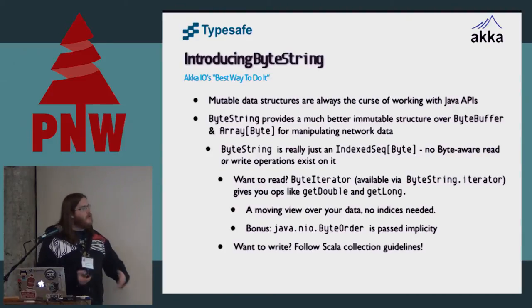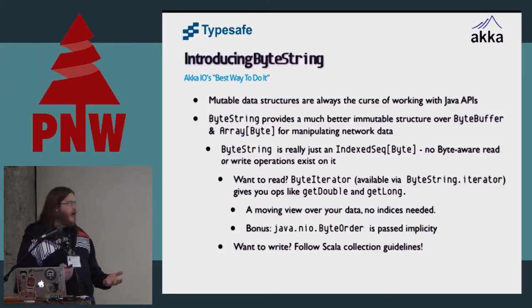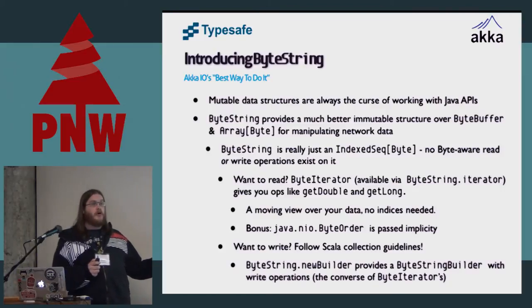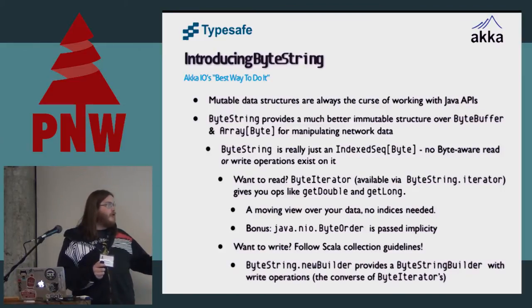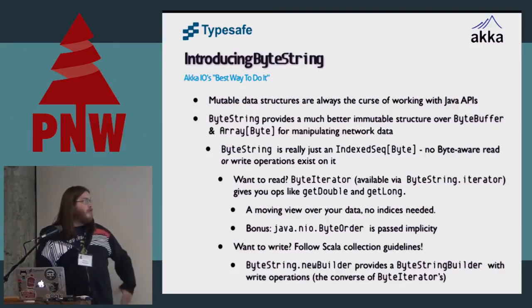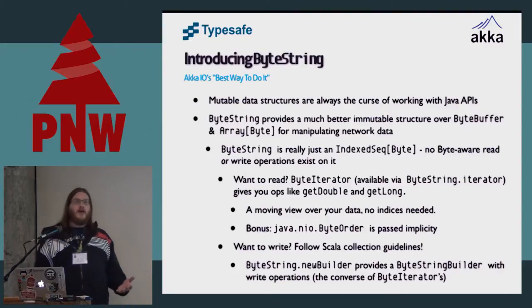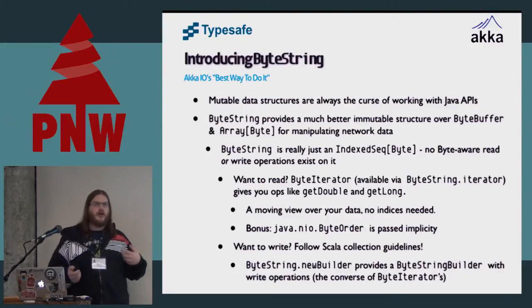If you want to write, we fit into the Scala collection guidelines, which is that you get an instance of a builder. You say ByteString.newBuilder, and you get a ByteString builder with write operations. This is the converse of byte iterator. So you have putLong, putString, putShort.